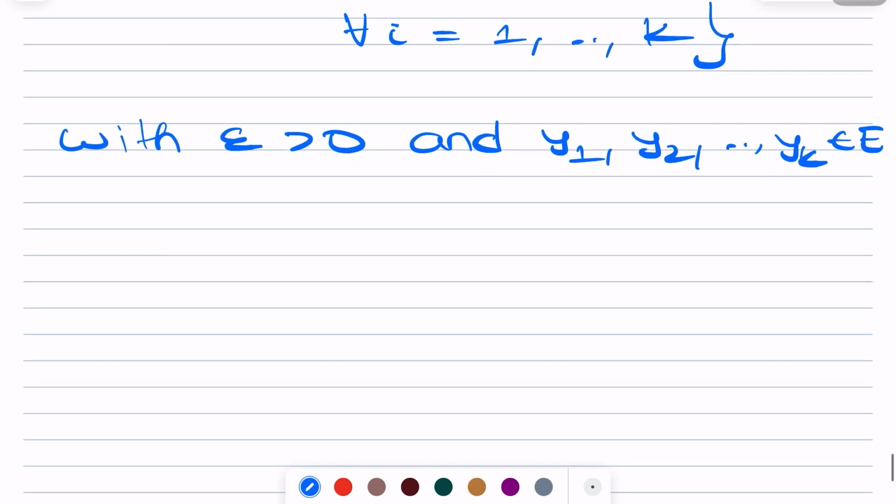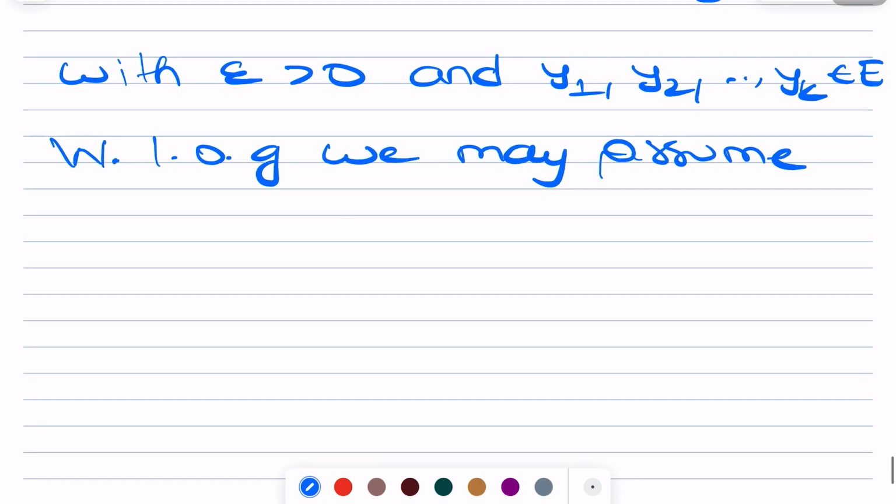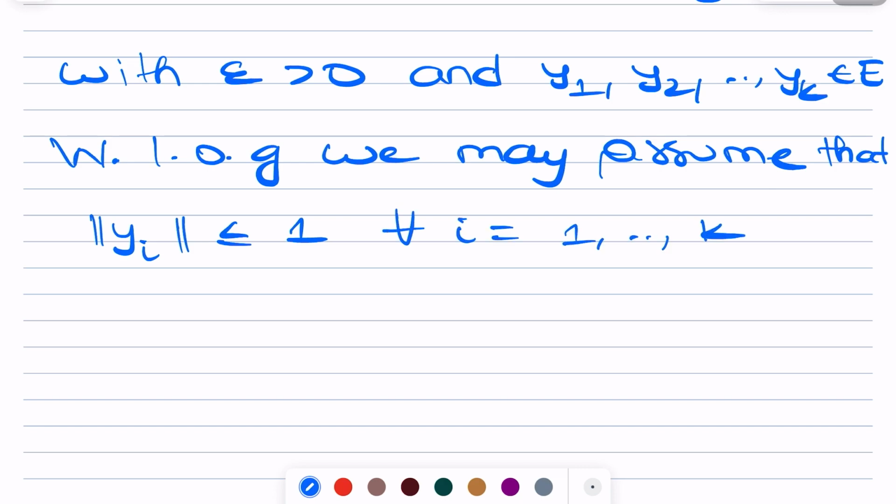Good. So now without loss of generality, we may assume that the norm of yi is less than or equal to 1 for every i moving from 1 up to k. Otherwise you can always normalize it.